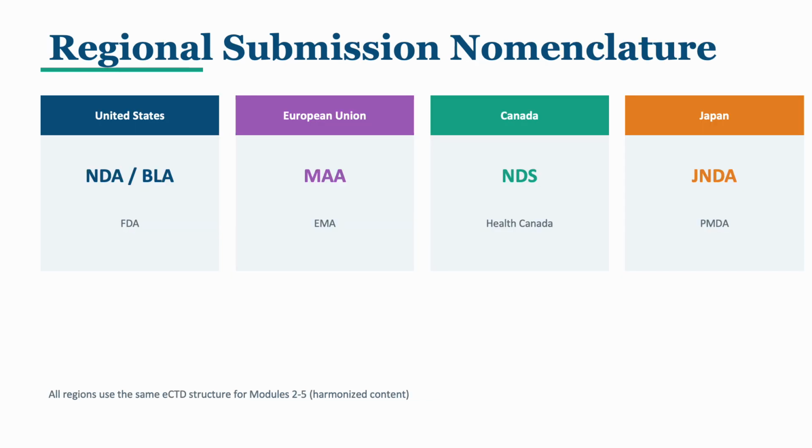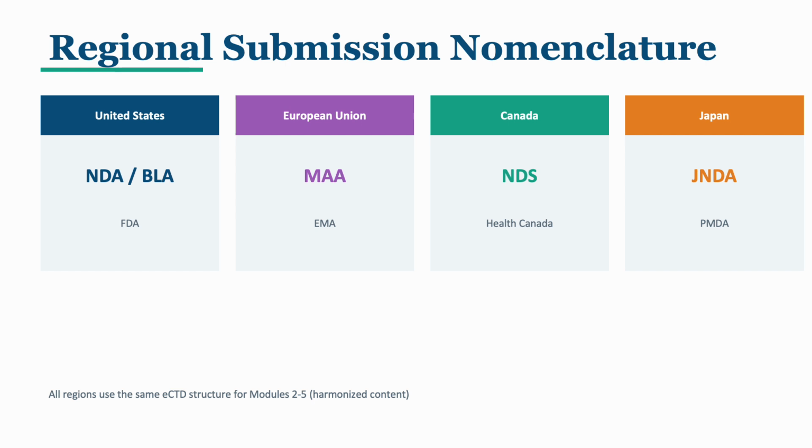While the eCTD format is harmonized, the terminology for marketing applications varies by region, reflecting each country's regulatory framework. In the United States, we use NDA, New Drug Application, for small molecule drugs and BLA, Biologics License Application, for biological products. In the European Union and Australia, the term is MAA or Marketing Authorization Application.